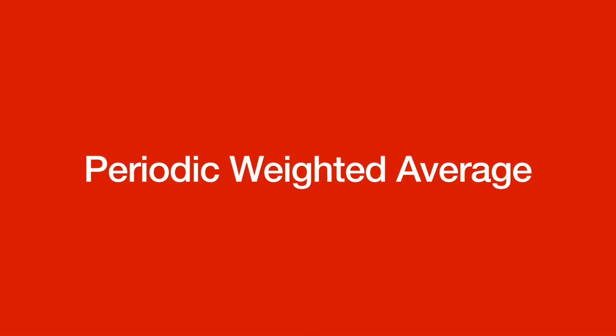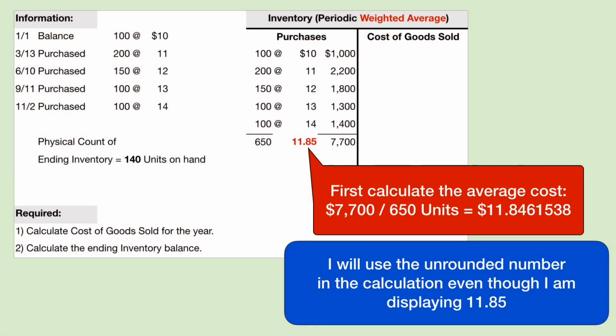Here's our third and last example, periodic weighted average. Step 1, write down all the layers for the year. Also, when you have these multiple layers, we'll collapse them into one layer. So add up all of the dollar amounts, they add up to 7,700. Add up all the units, they add up to 650. Take 7,700, divide by 650 units. You get that red number, $11.85. That's your weighted average cost of all of your layers for the whole year.